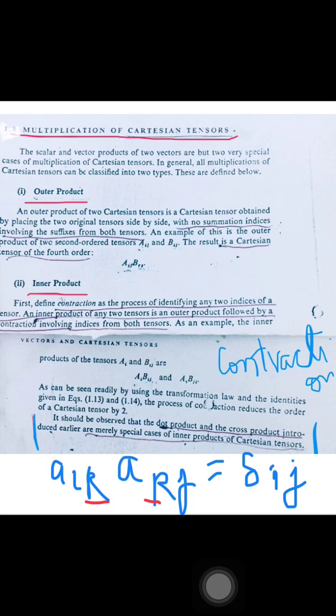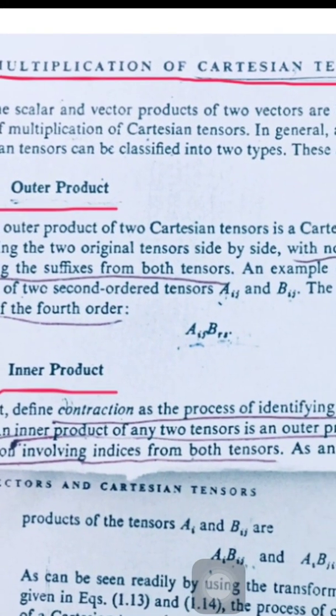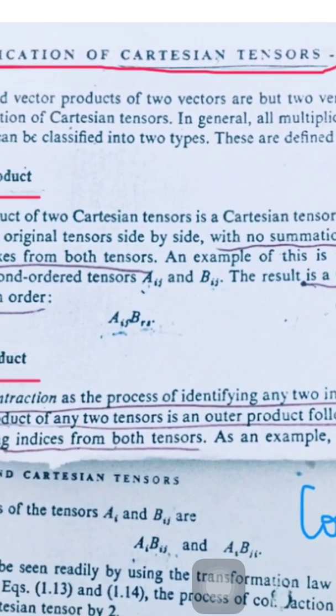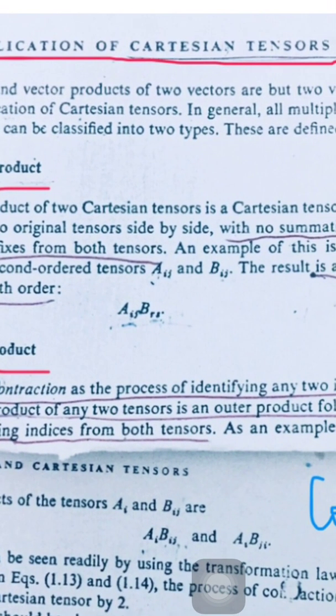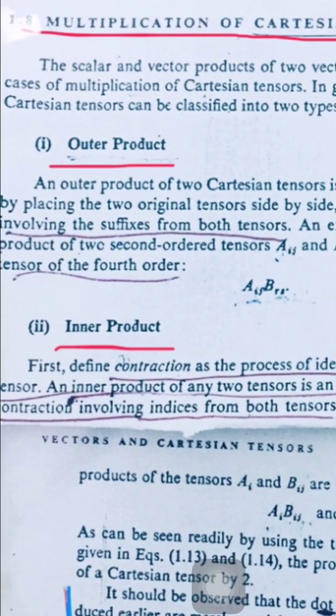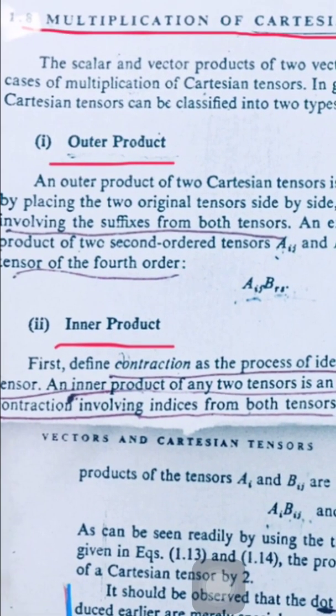After studying dot and cross product, we are taking two types of multiplication here of Cartesian tensors. The scalar and vector product of two vectors are very special cases of multiplication of Cartesian tensors. In general, multiplication of Cartesian tensors can be classified into two types. These two types are outer product and inner product. Okay, what is the meaning of outer product?